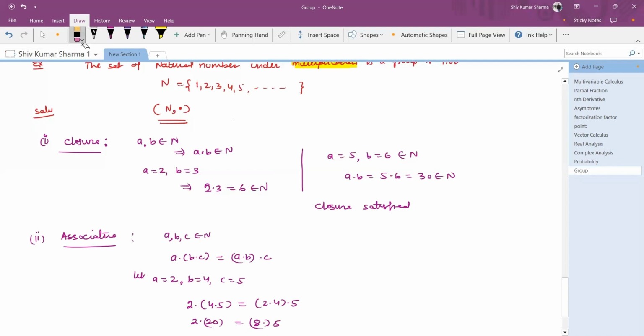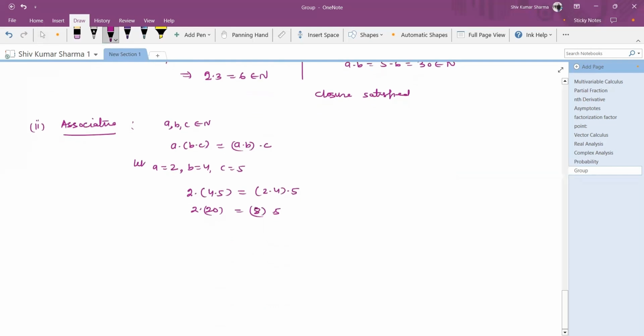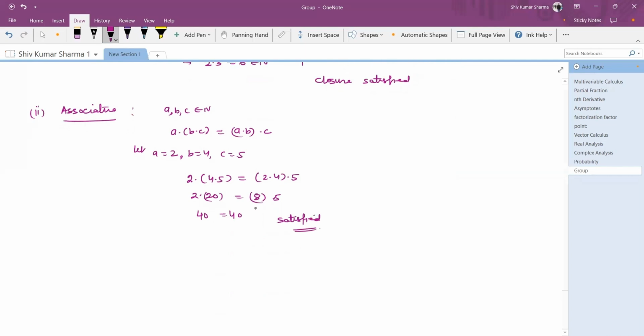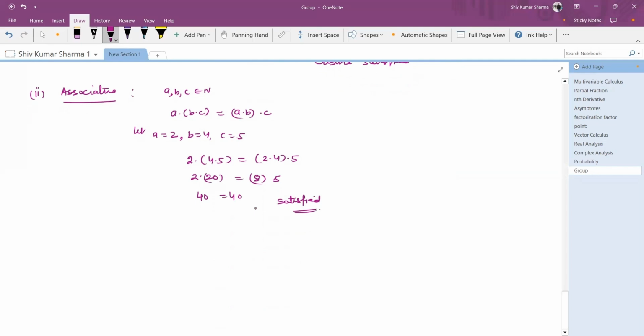So now we see that 2 into 20 is 40, and 8 into 5 is 40. So 40 equals 40. This is also satisfied. So that means the associative property is also satisfied. You can take any three elements from the natural numbers and apply it.